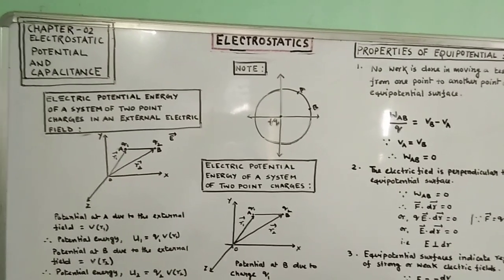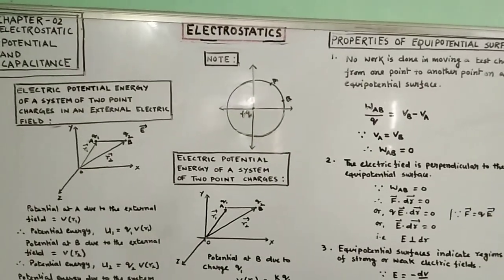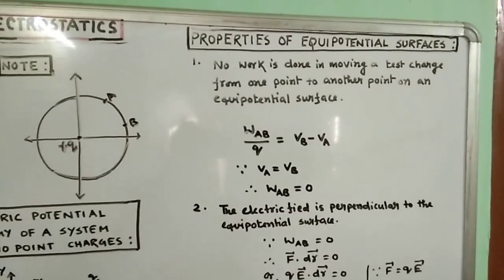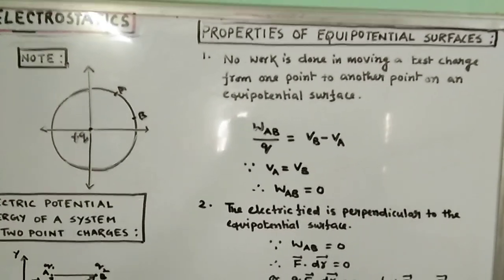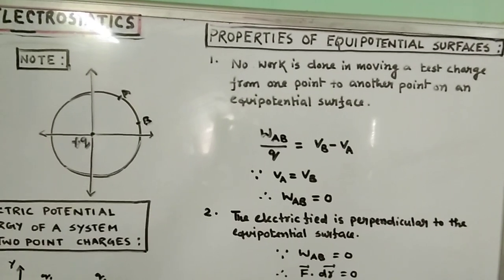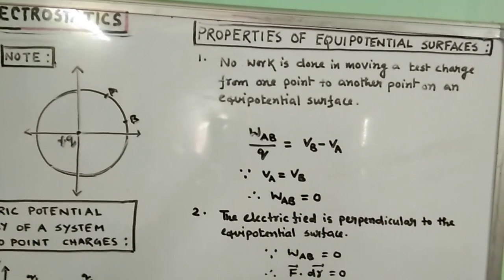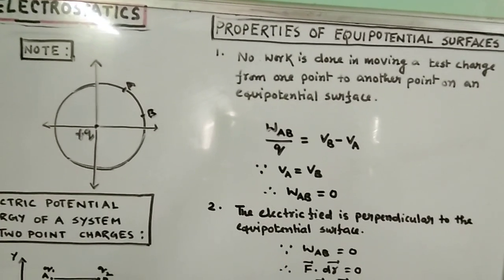In today's class, we are going to discuss a few important topics. The first topic which we are going to start is the properties of equipotential surface. Already we have defined what an equipotential surface is in our previous class. Equipotential, as the name signifies, means same potential. So a surface where the potential is the same can be defined as an equipotential surface.